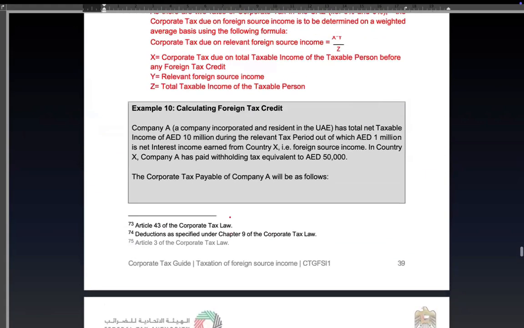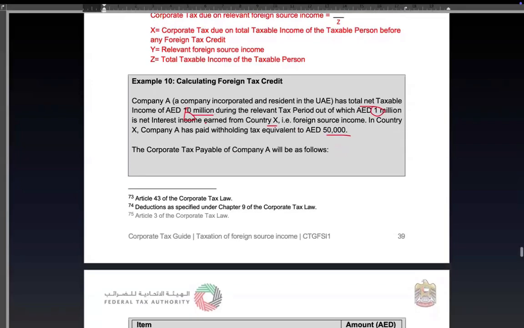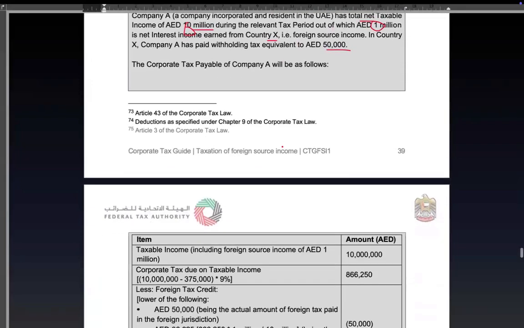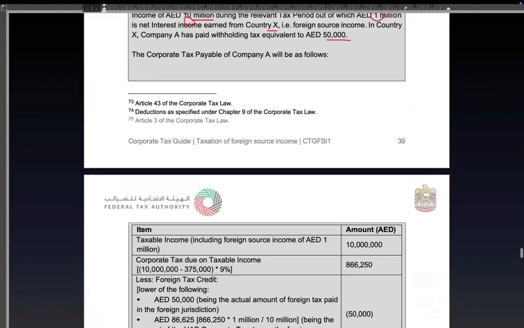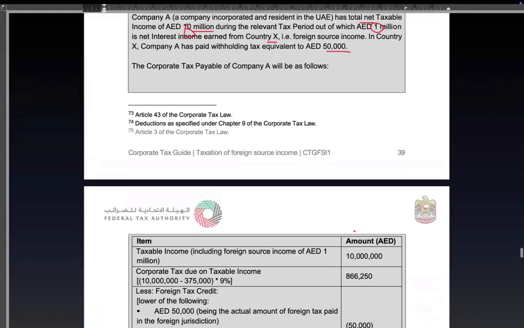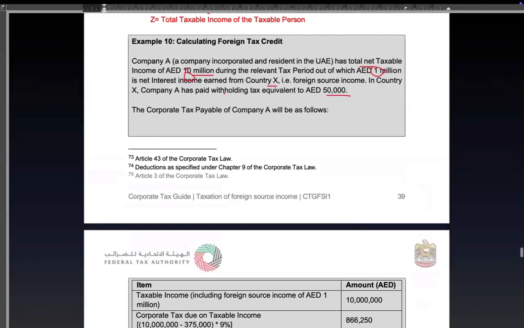Here we'll spend some time on one or two examples. The rest of the examples you can go through. Company A incorporated in and resident in the US, total net taxable income 10 million, relevant tax period, 1 million from country X. So UAE sourced income is 10 million. Foreign source income is 1 million. The company has paid the withholding tax of 50,000. Now the income will be consolidated based upon the generic principle. It will be 10 million. Sorry, 10 million is including this 1 million.